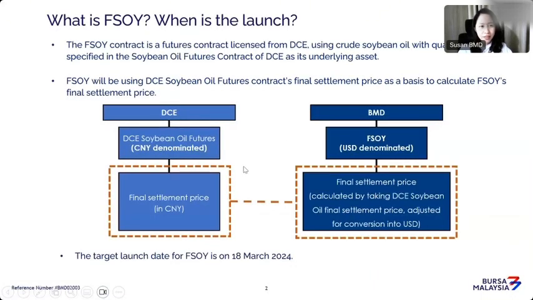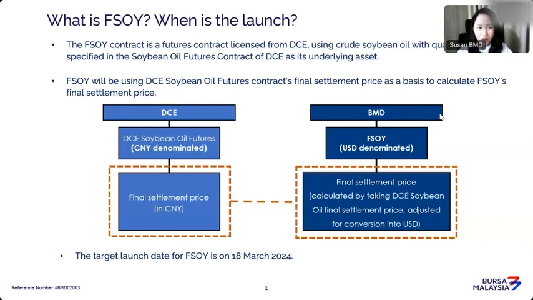So first of all, what is the FSOY contract and when is it expected to launch? The FSOY contract is a futures contract licensed from DCE, using its crude soybean oil with the quality standards specified in the soybean oil futures contract of DCE as its underlying asset, which means FSOY uses the same underlying asset as DCE's soybean oil futures, same in the contract specs. And FSOY will be using DCE soybean oil futures final settlement price as a basis to calculate FSOY's final settlement price.